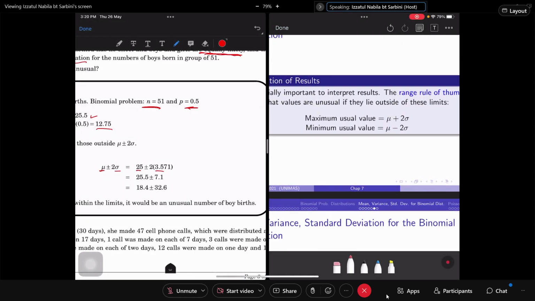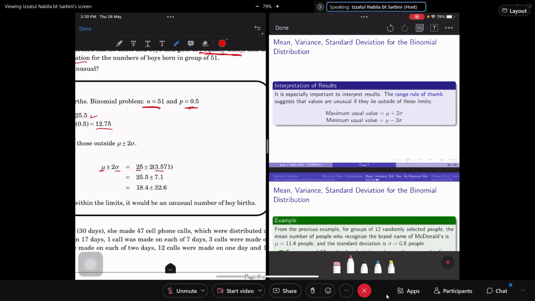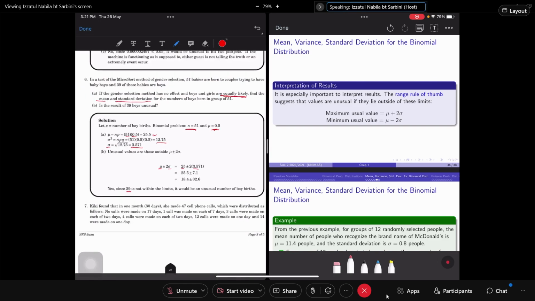Okay, like that. So first, you need to calculate the interval of the range rule of thumb of unusual cases. So we have the interval, and see whether the number that we need to check is within or outside the interval. If it's outside the interval, then we can say it is an unusual result. All right. That is number 6. So far, that is binomial.